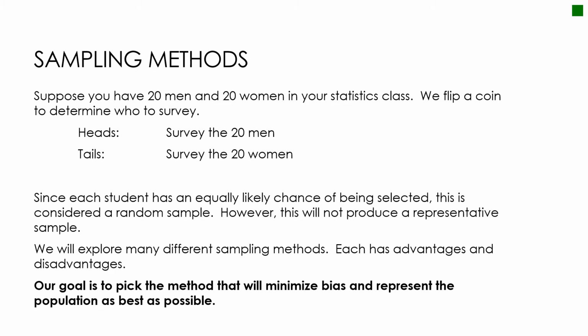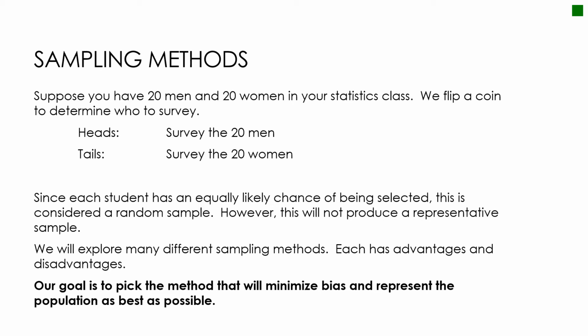So let's take a look together at some of the sampling methods we might use. Let's say I have 40 students in my statistics class. 20 are men, 20 are women. I want to talk to about half of them. I flip a coin to determine who to survey, and if I get heads, I'm going to survey the 20 men, and tails, I'm going to survey the 20 women.